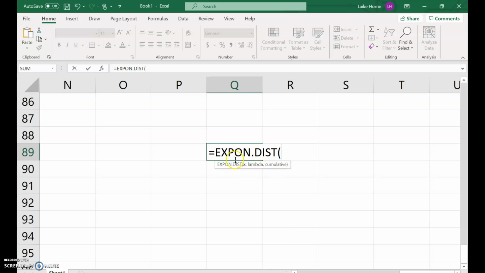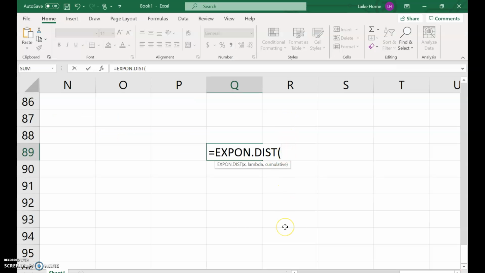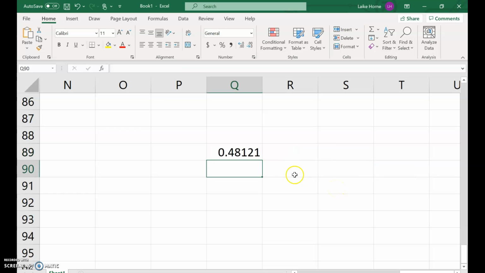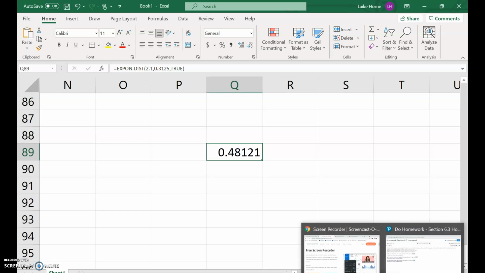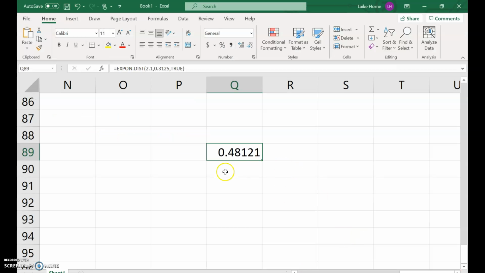And then you're going to use exponential.dist. And first it wants to know x. So let's use the first one. The probability that the next charge will last less than 2.1 hours. So 2.1, lambda is 0.3125, and we want cumulative, so we want true. And so our probability is 0.4812.